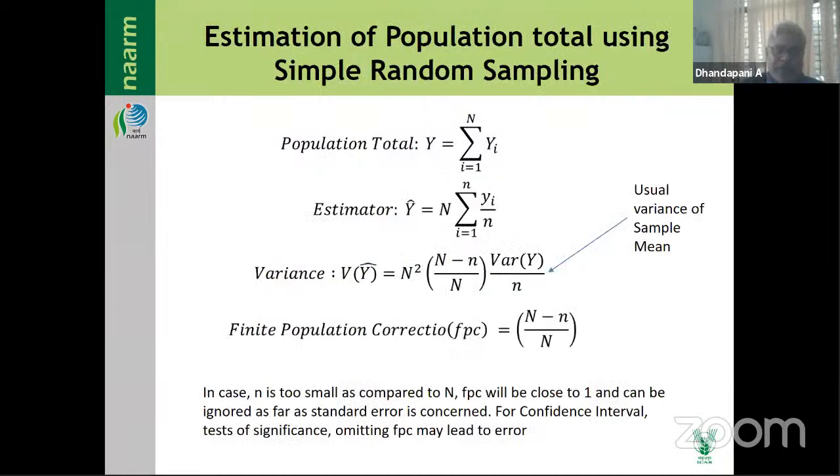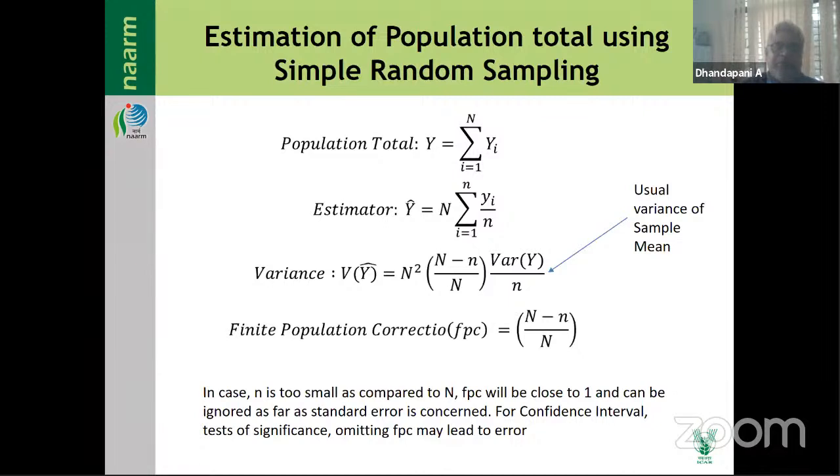For example, you might have studied the sample mean and its standard error; usually the variance of the sample mean is sigma square by n, which you might have studied in different statistical courses. So for example, if I want to estimate a population total using simple random sampling, the quantity I'm interested in is the summation of all the y values or whatever sample values I have taken.